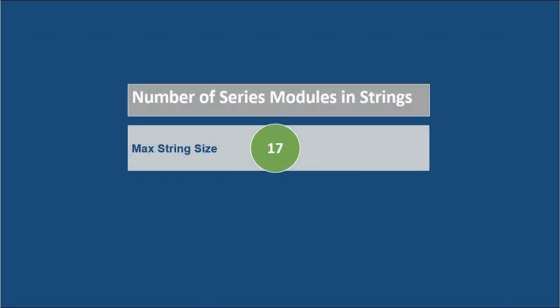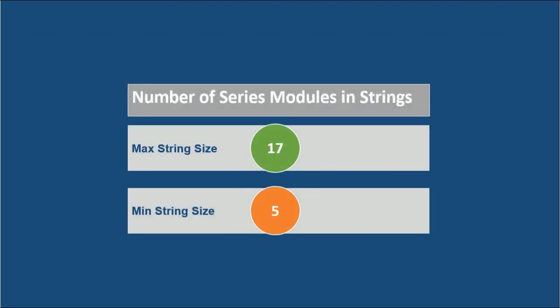As a summary, our series connected modules in a string shall not exceed these limits, from 5 to 17. We could select any number between 5 and 17.